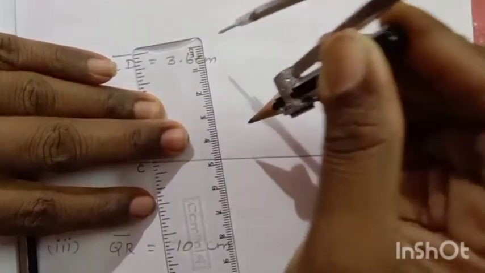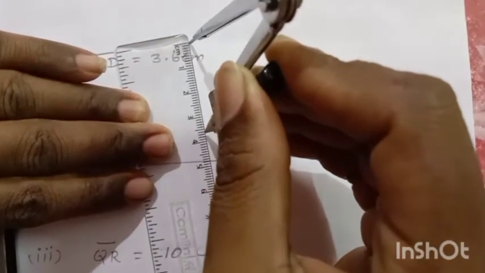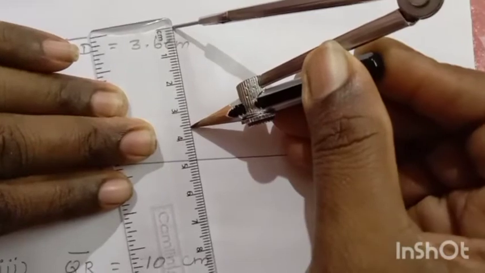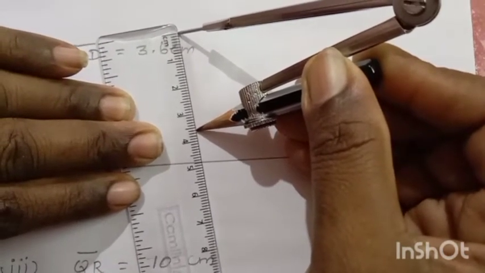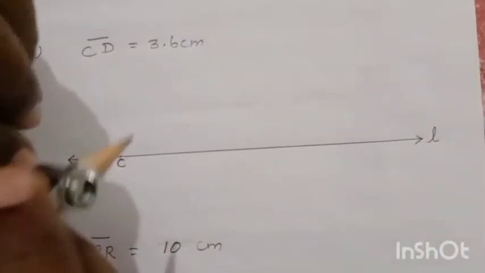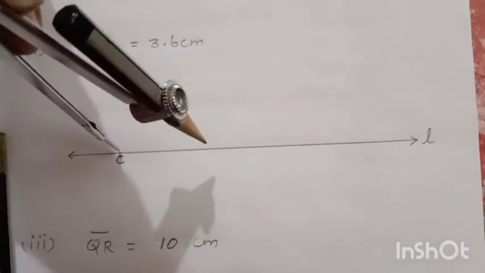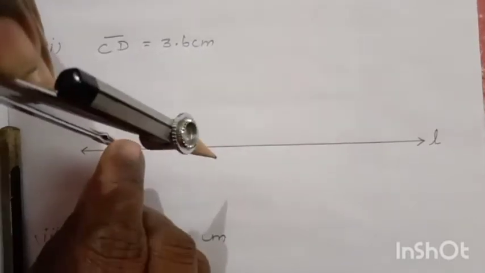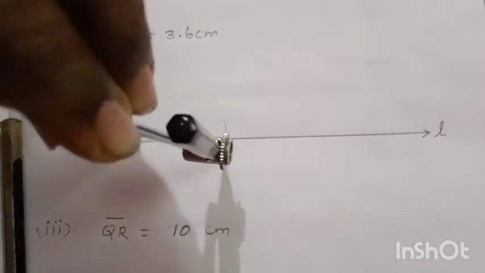You have to keep the compass needle on the starting point 0. Then you have to measure 3 and after it 6 small lines. Yes, 3 and after it 6 small lines, that is 3.6 centimeter. After measuring this, keep the compass needle on the point C. Then you have to draw one arc.